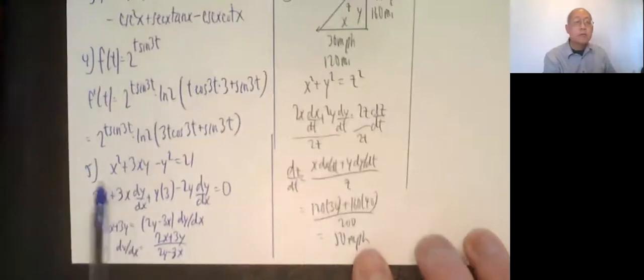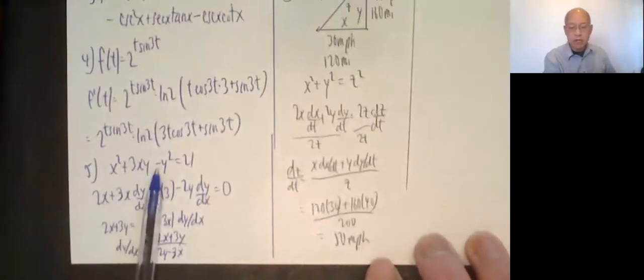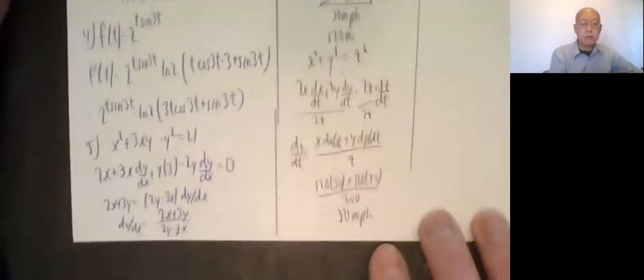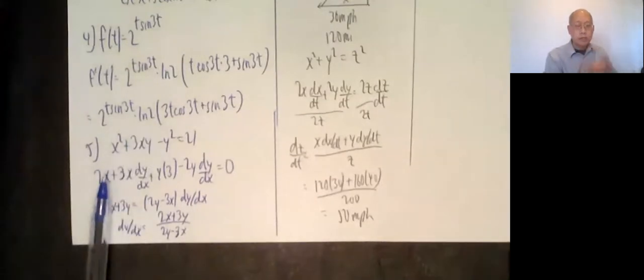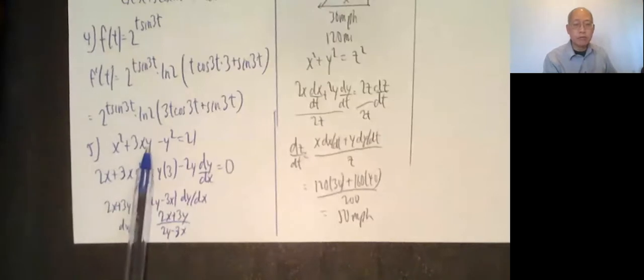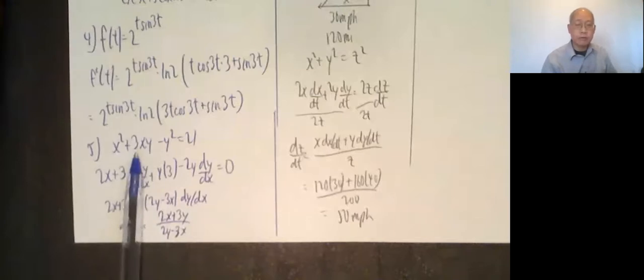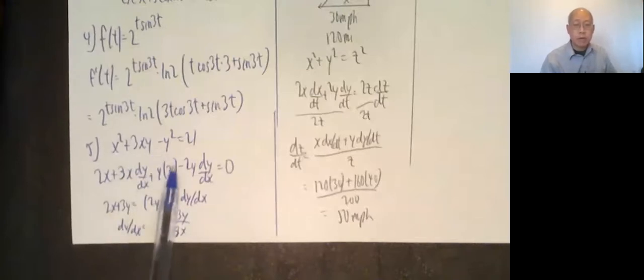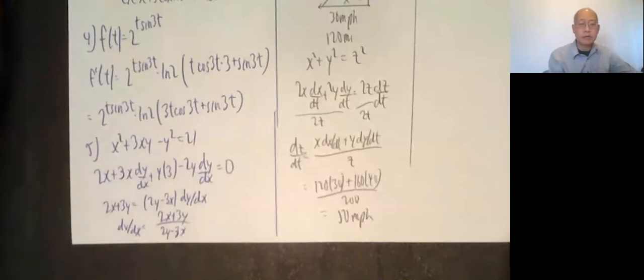Number 5, x squared plus 3xy minus y squared is equal to 21. Differentiate implicitly. So 2x plus product rule, 3x times the derivative of y, 1 times dy dx, plus second function y times the derivative of the first, derivative of 3x is 3, minus 2y dy dx equals 0.